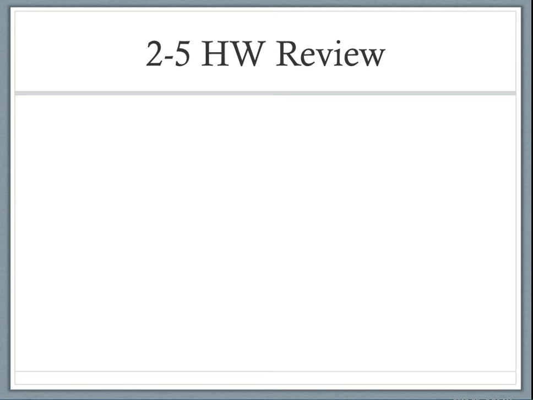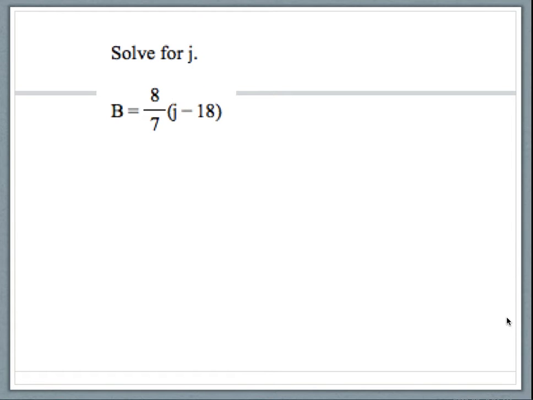Last night on the homework you might have had some questions, and so I want to go through them. One of the biggest questions is like this: b equals 8/7 times the quantity j minus 18. A lot of people want to distribute it, but since we're solving for j, it's actually easier to multiply both sides by the reciprocal 7/8.